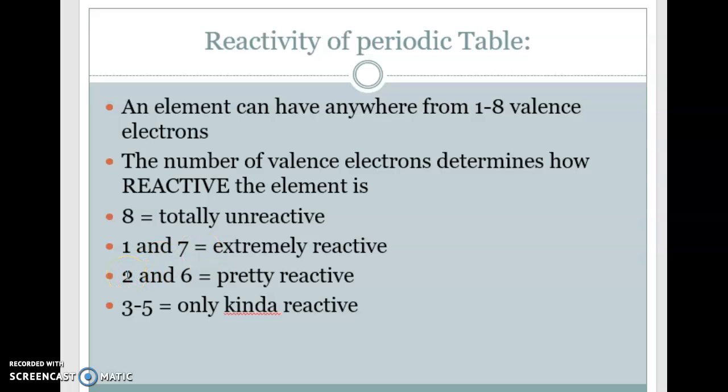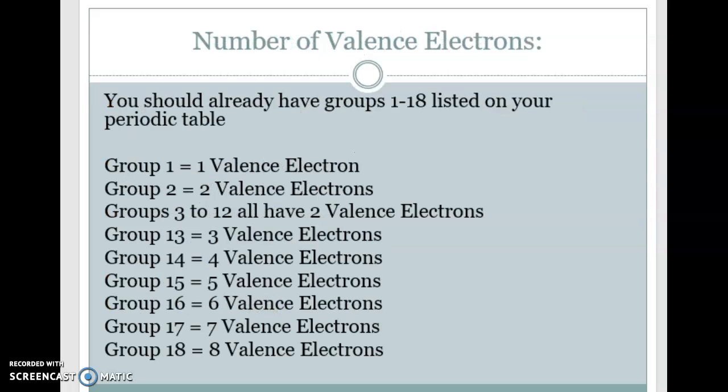Groups 2 that has 2 valence electrons to give away, and group 6 that has 6 and needs 2, they're pretty reactive as well. And groups 3 that has 3 valence to give away, and groups 5 that needs 3, they're only kind of reactive, but they do react occasionally. Again, this is just the number of valence electrons per group, and you can see which ones are complementary: 1 and 7, 2 and 6, 3 and 5, and 4 and 4 in group 14.